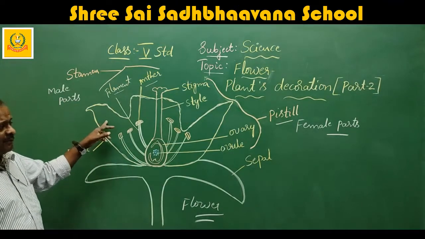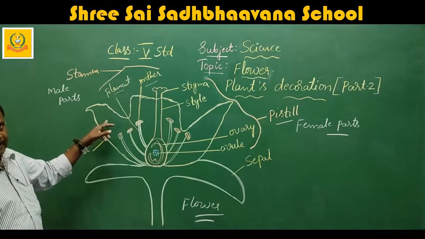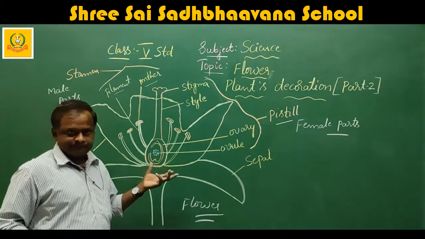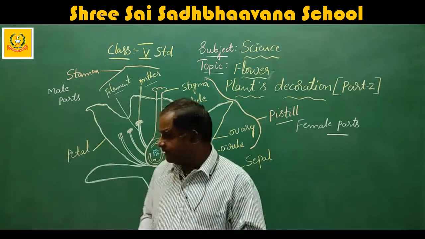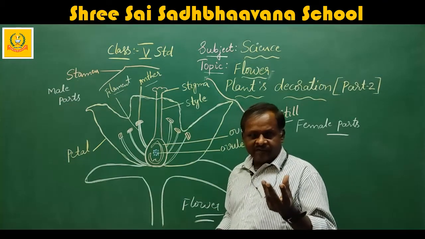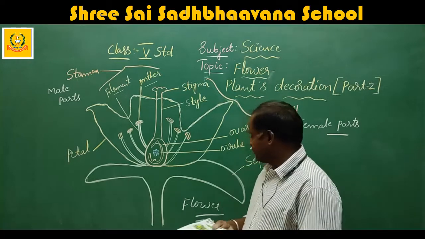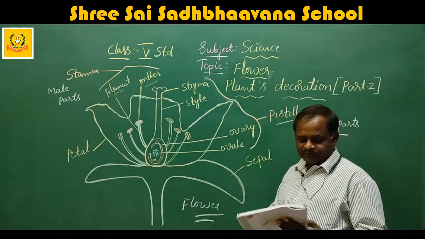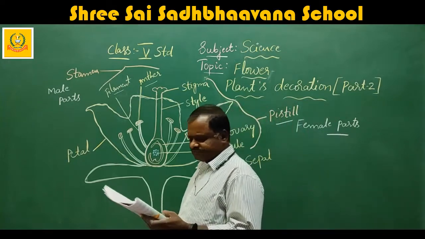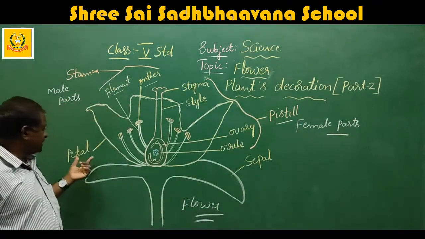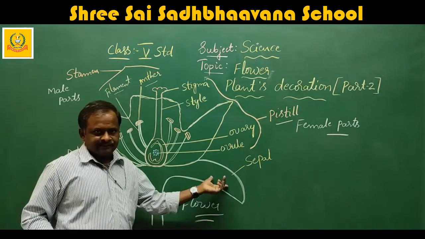Sorry, it protects the petals. This sepal protects the whole flower, not only the petals, when it is in the form of a bud. After blooming, the sepal comes down and the flower blooms. Now you understand the other parts of a flower, which are petal and sepal.